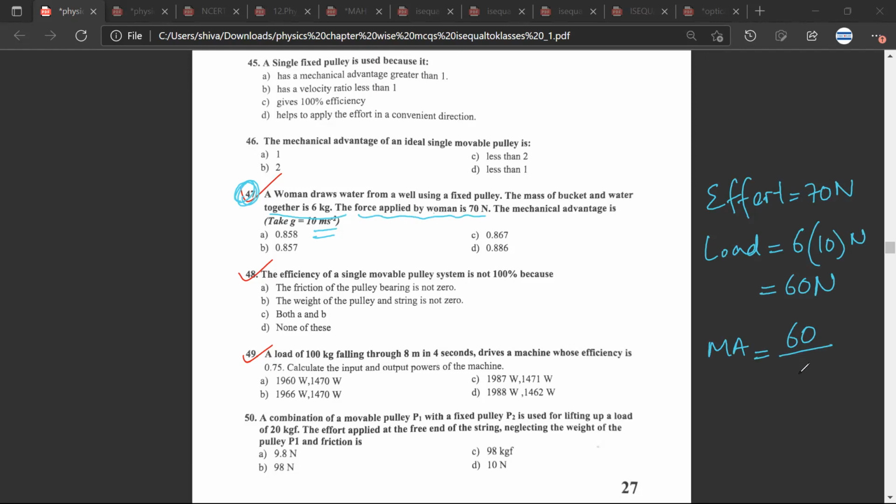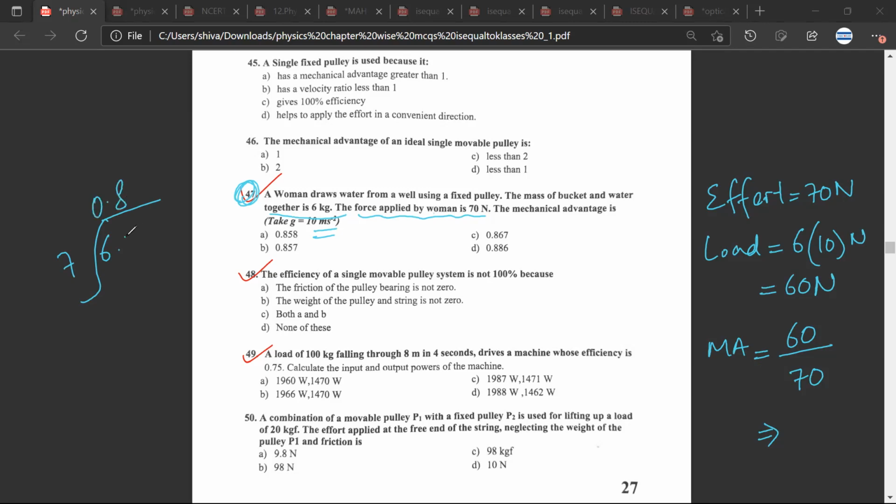So load upon effort. This is one of the easier questions, but if you mess up on the units, you won't get the right answer. And then you'll have to do some calculation to find the final answer.